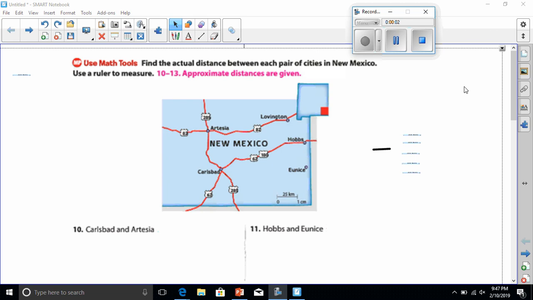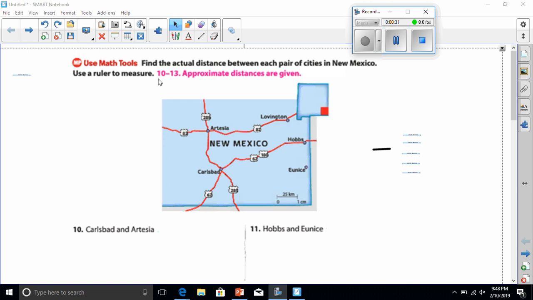Good evening, everybody. We're going to be doing the homework for scale drawings. These drawings here for this exercise, 10 through 13, are going to be basically samples, rough estimates. I don't expect everyone to get them the same or perfect, so let's go ahead and see what we come up with. It says, find the actual distance between each pair of cities in New Mexico.